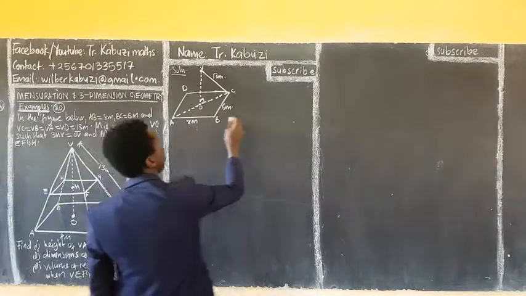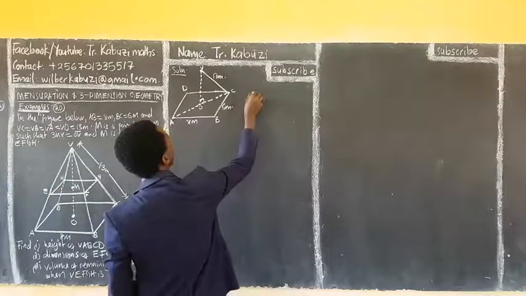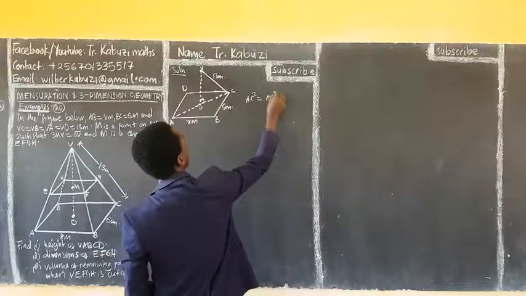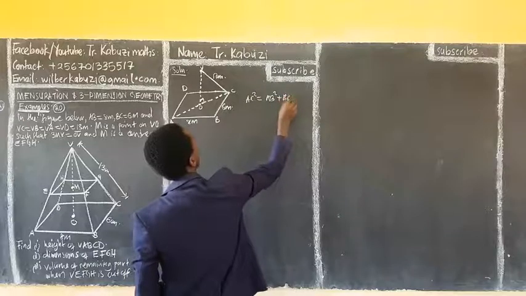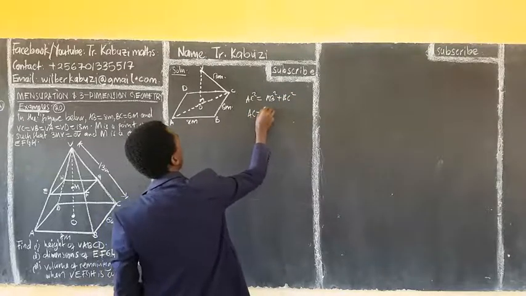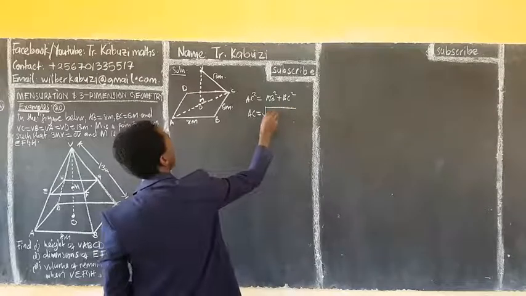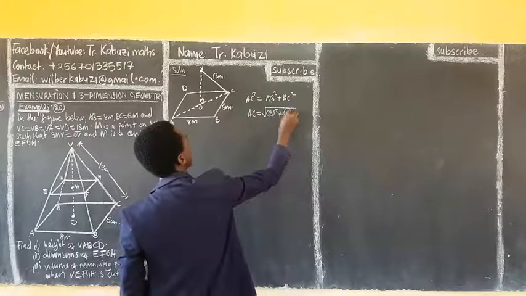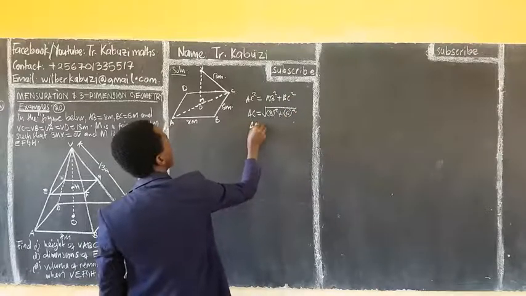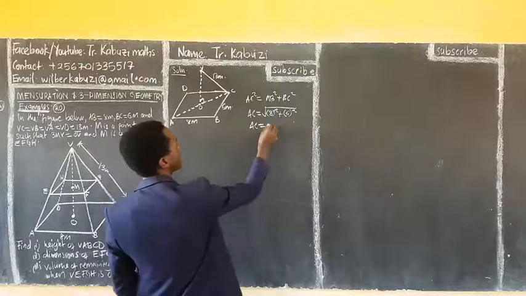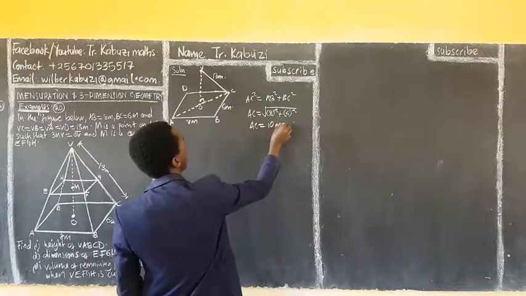So from here I start. My AC squared is going to be AB squared plus BC squared. So now my AC will be the square root of AB, which is 8 squared, plus this, which is 6 squared. So my AC is going to be the square root of 64 plus 36, which is now 10 meters.